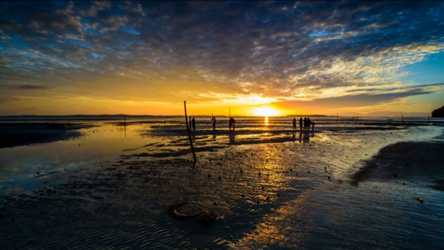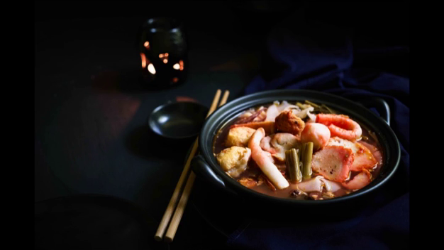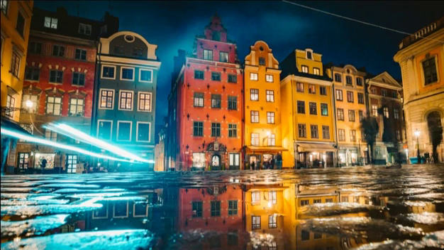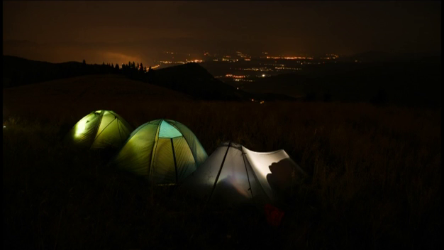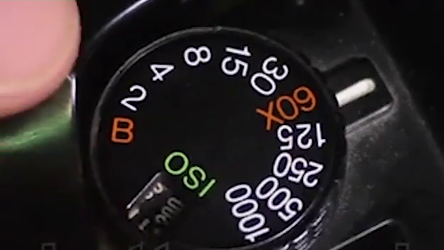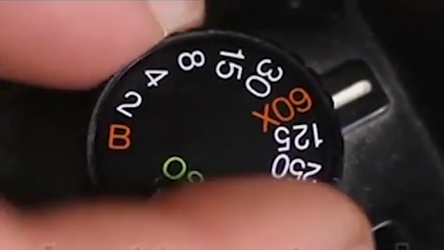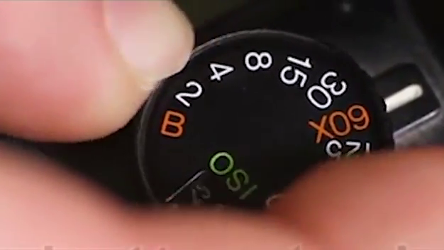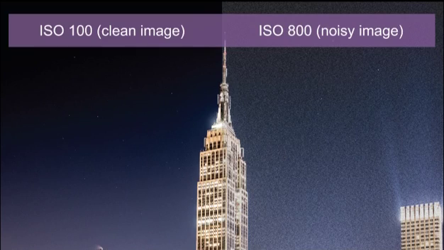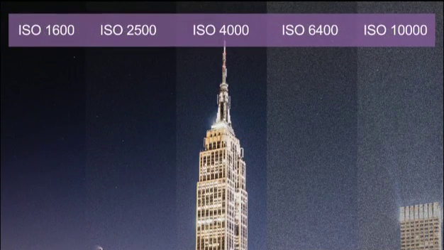Higher ISO settings are generally used in low light situations to allow a faster shutter speed. However, there is a downside to high ISO settings. High ISO can cause the effect of grain in film photography and noise in digital photography. The higher the ISO you choose, the more grainy or noisier your images will be.